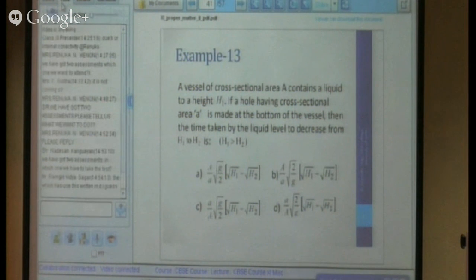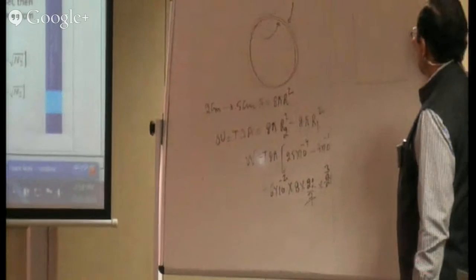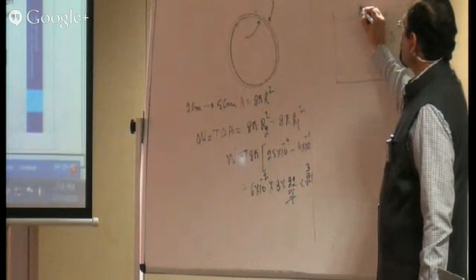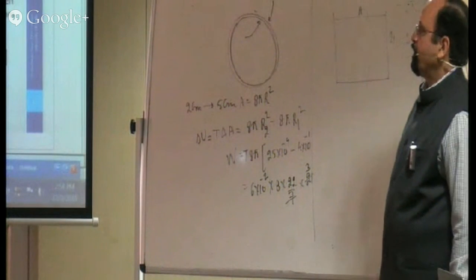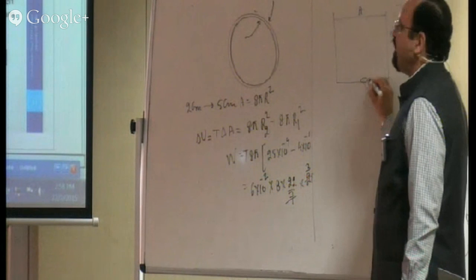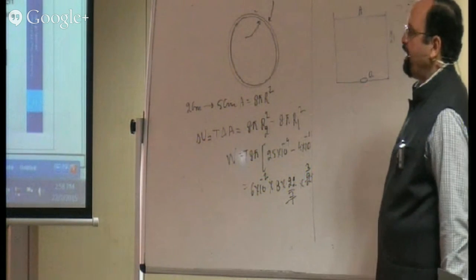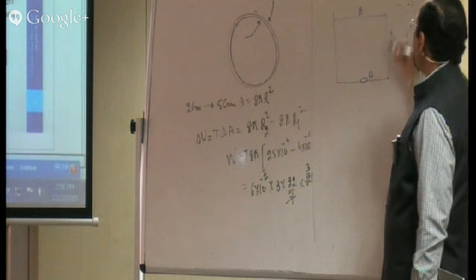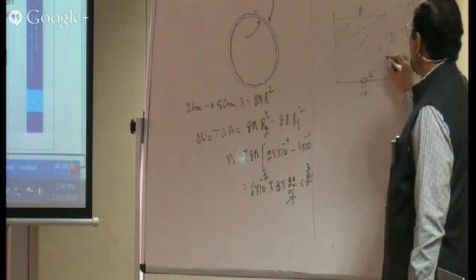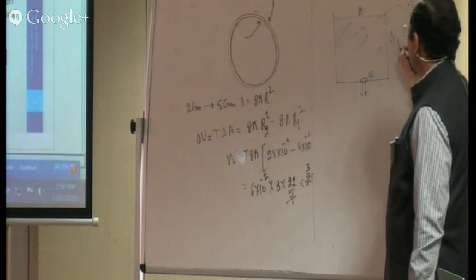See what it says. A vessel of cross section of area A contains a liquid to a height h1. This is a vessel which contains the liquid to the height h1. Its area of cross section is capital A. If a hole is cut at the bottom, having an area equal to small a, then the time taken for this liquid to come out of it up to the height h2. How much time will it take?